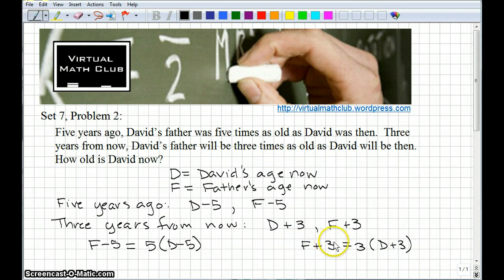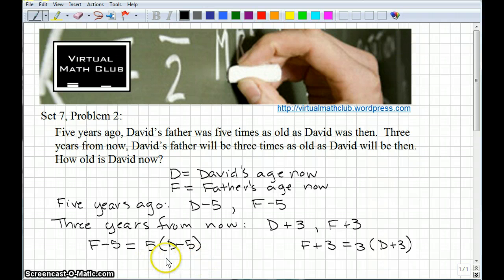Okay? So what we've done is converted our two statements that give us information about David's age with respect to his father into equations. Does that make sense? You can see David's father 5 years ago is equal to David's age 5 years ago times 5. And here we have David's father's age in 3 years is 3 times David's age in 3 years. So we've just converted those statements into equations.